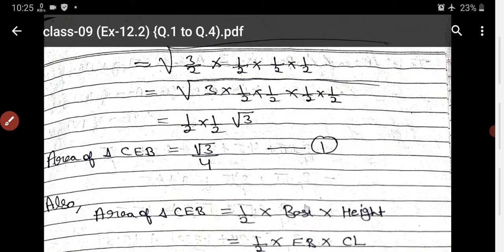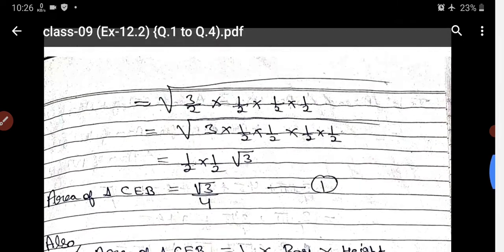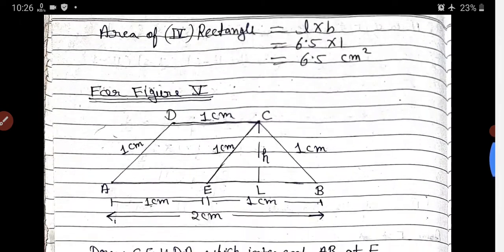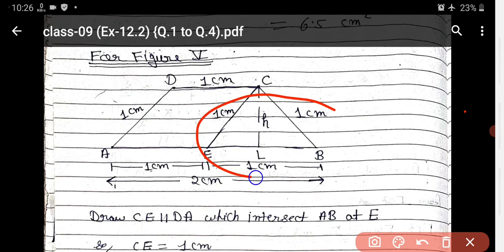So if you remember Heron's formula, then you will solve by Heron's formula. And if you know the area of the equilateral triangle formula, then you can solve by that formula also. Now just see here. For this triangle, you have to find the area, and this one is the height. This one is the height.